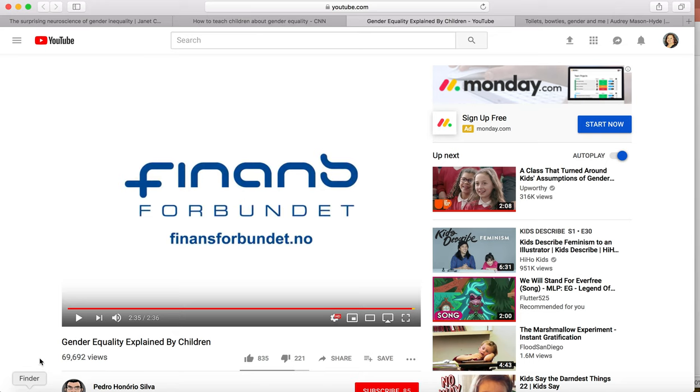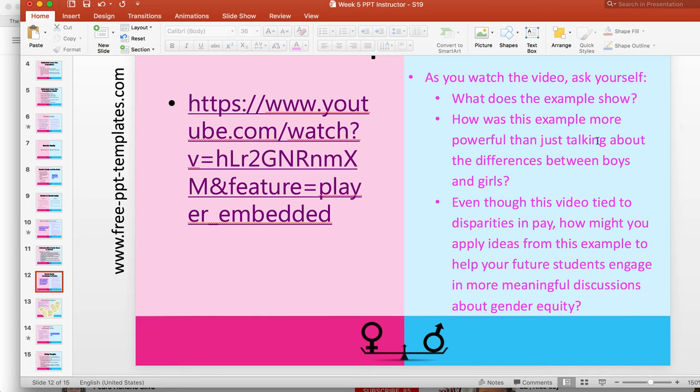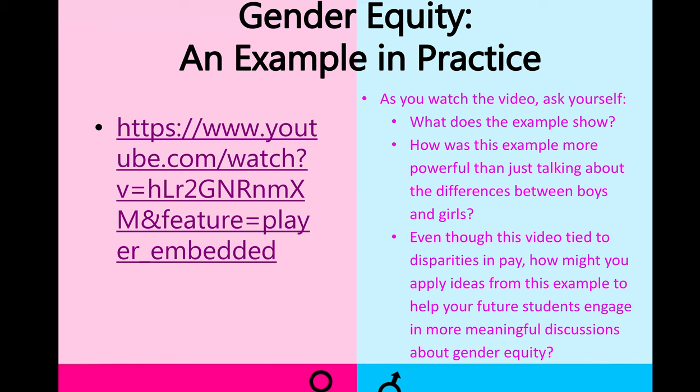Okay, another, as I said, good concrete example of looking at this issue. I think, in my point of view, it really helps students understand the differences, subtly, that we can make amongst boys and girls through a concrete example. So how did you feel this example was a powerful way to help students understand those differences between boys and girls? And even though it focuses on pay discrepancy at the end there, how might you use an example like this in your future classroom to help your students engage in more meaningful discussions, like the children did at the end, where they said, you know, it doesn't matter if you're a boy or a girl, everyone should get the same if they did the same job, so they shouldn't be treated differently.